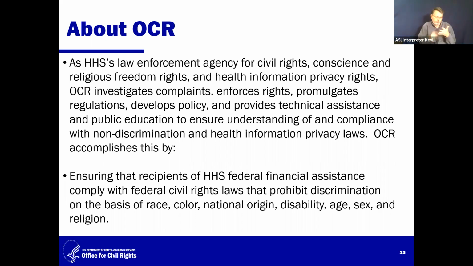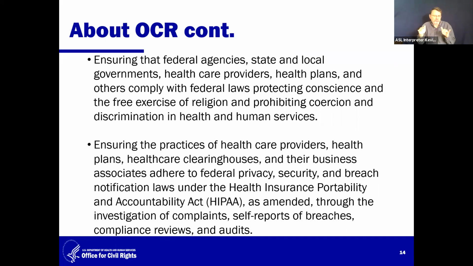The second main area of our work is ensuring that federal agencies, state and local governments, healthcare providers, health plans, and others comply with federal laws protecting conscience and the free exercise of religion and prohibiting coercion and discrimination in health and human services. Two of the laws that you may be familiar with that protect federal conscience and the free exercise of religion are the Church Amendments and the Weldon Amendments. And the third bucket of our work is ensuring that healthcare providers, health plans, and healthcare clearinghouses and all of their business associates comply with the HIPAA privacy, security, and breach notification rules.